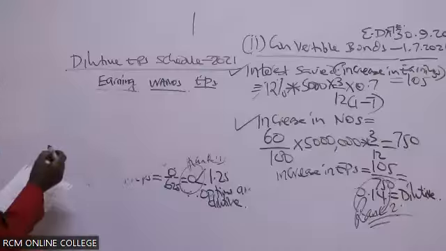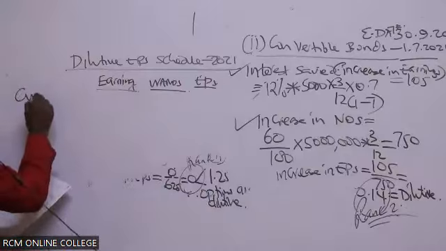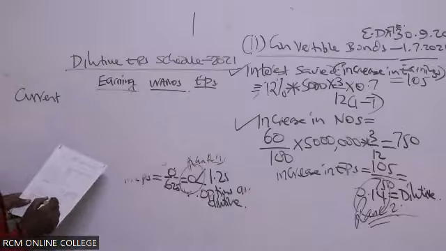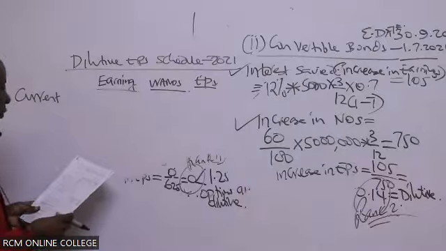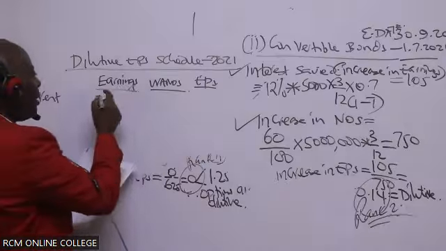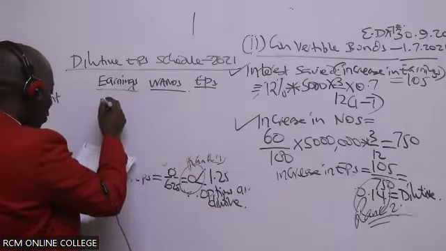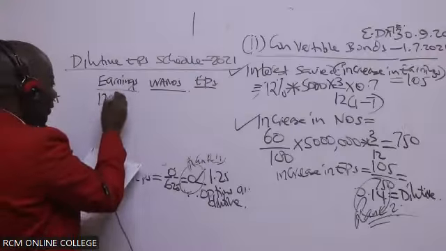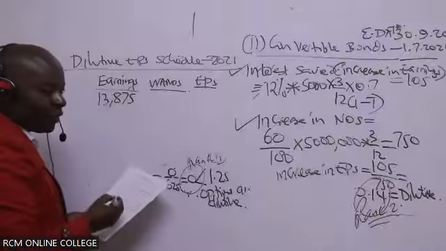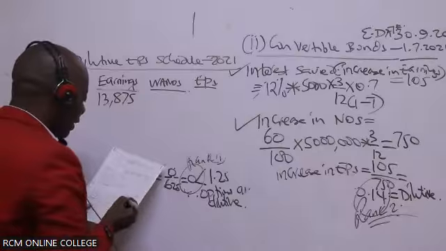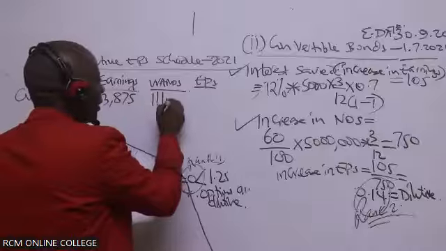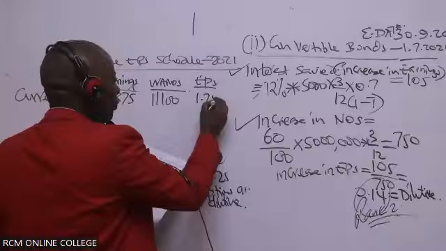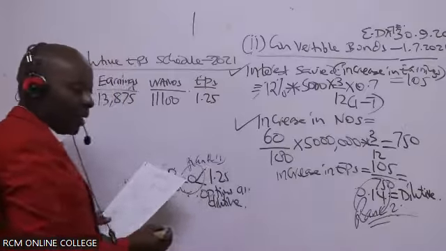So we start with the current state. At the end of 2021, what figures do we have? If I remember, the earnings in 2021 were 13,875. And the one-offs in this case was 11,100. And the EPS, ladies and gentlemen, was it 1.25?